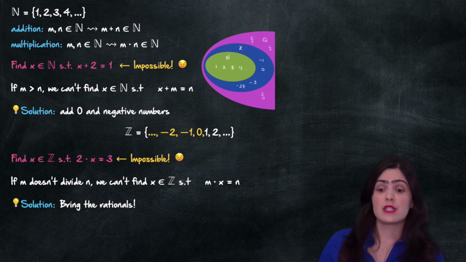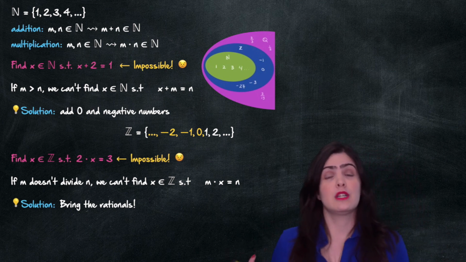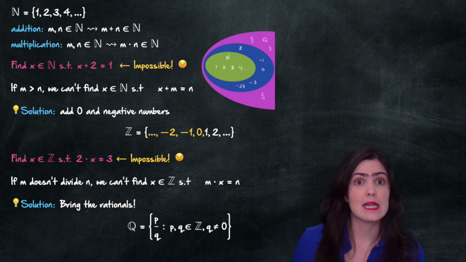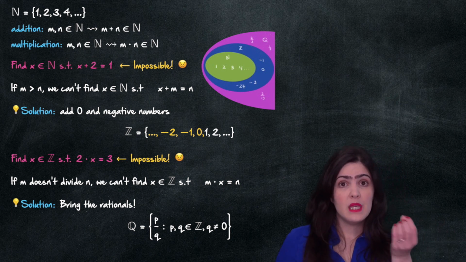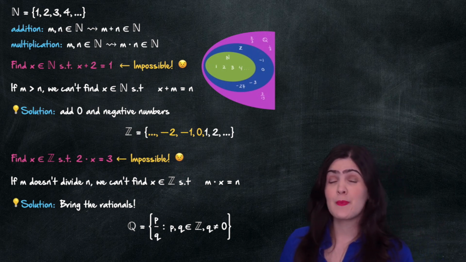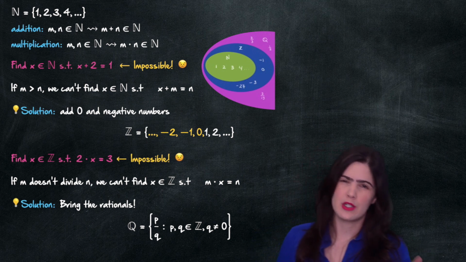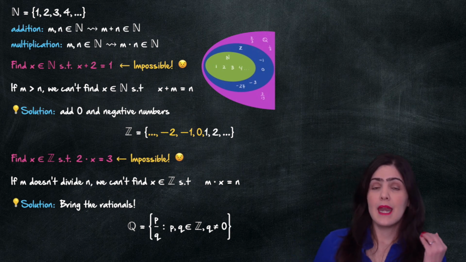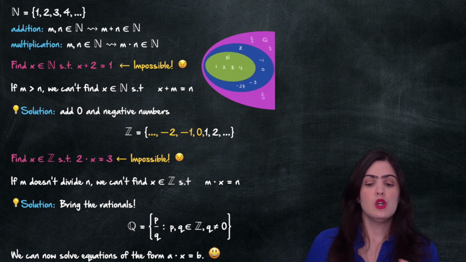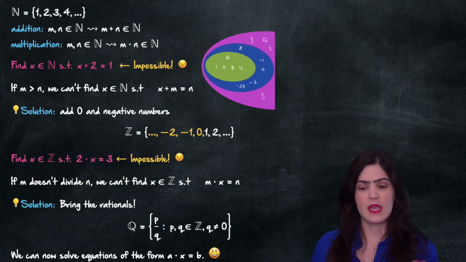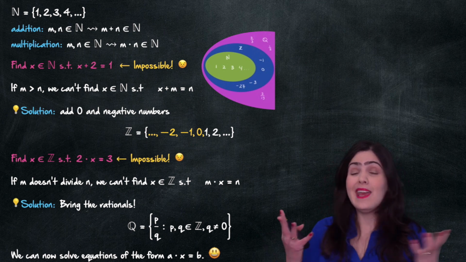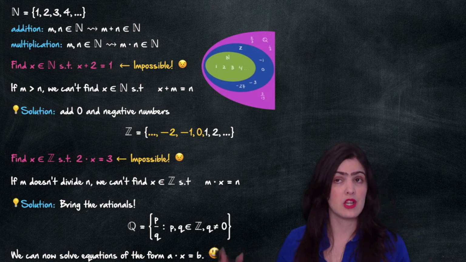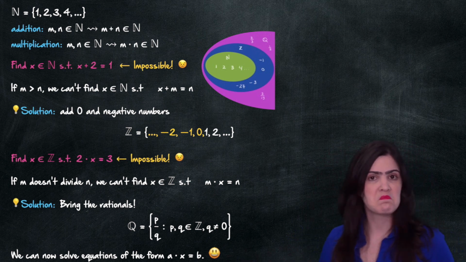Bring the rationals. So we need to bring the set of rational numbers. And what is the set of rational numbers? Well, it's kind of the set of all the fractions, right? It's the set that has all the numbers of the form p over q, where p and q are integers, and q is not 0. Because remember, we're not allowed to divide by 0, so q cannot be 0. With this, now we are able to solve equations of the form a times x equals b. So we're able to solve any linear equation with a and b in the rational numbers. So pretty good so far, not too bad.